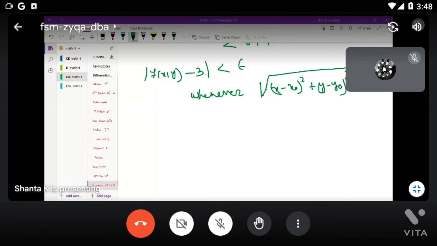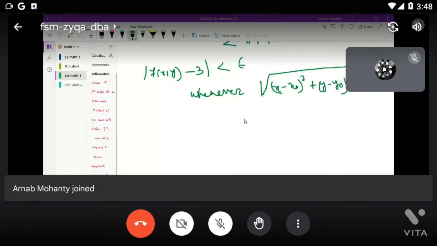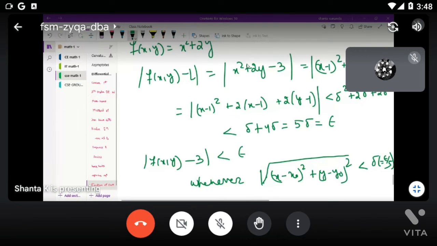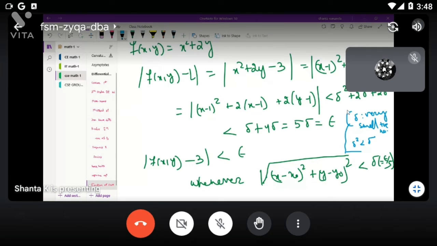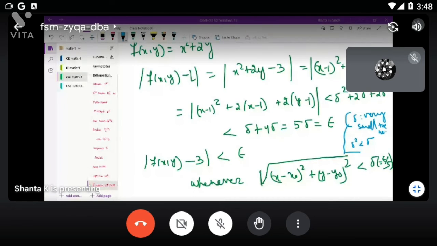Ma'am, why does delta square become delta? What I'm saying is, I'm just trying to write it in terms of delta, so epsilon you can find it. Delta is a very small positive number, so delta square is less than delta. That we have used here just to make it a simplified version. If you want, you can also keep it as delta square. Then we can put it as epsilon by 5. That's why I have made delta square less than delta.